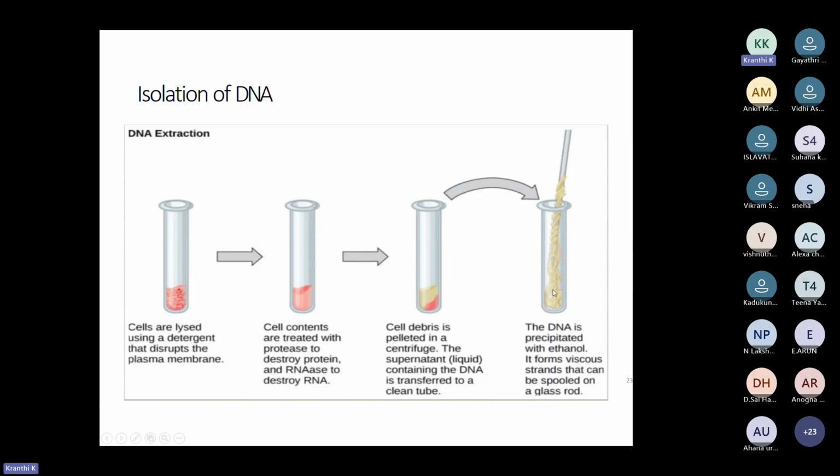Then you precipitate with ethanol. Add ethanol, and it will become a thread-like structure. That's the DNA. Then spool it using a glass rod. So this is how you have to extract the DNA. Got it? There are different methods to extract the DNA, right? But practically, based on the requirement, we'll be using different types of proteases and RNases.